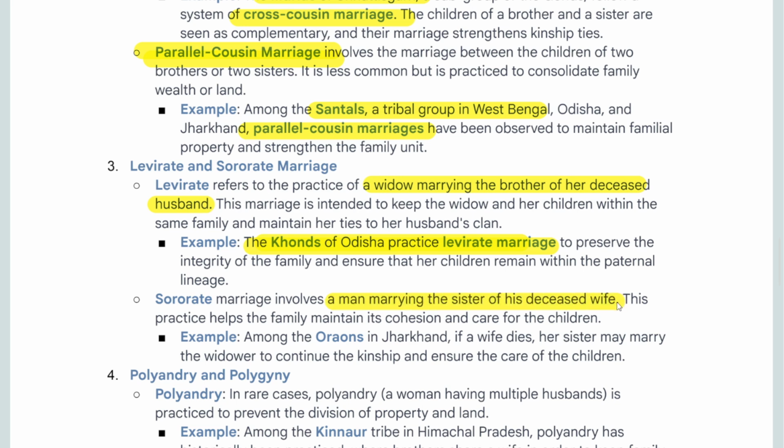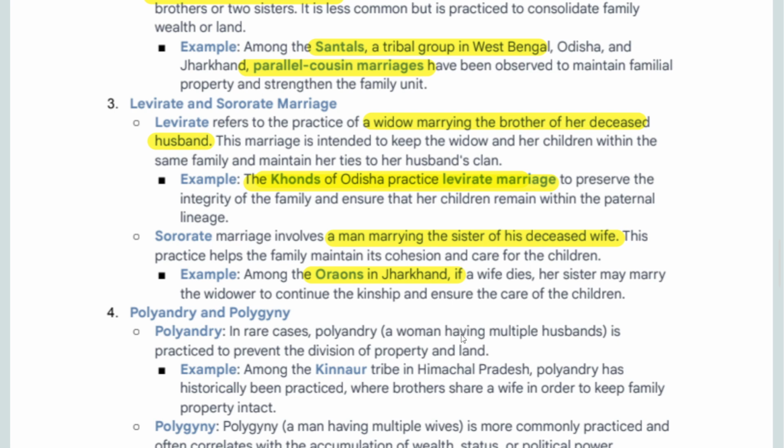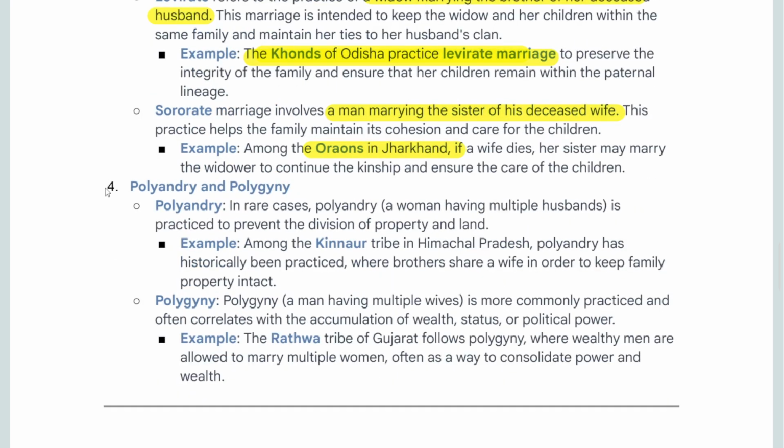Okay. Sororate. A widower marries his dead wife's sister, which helps maintain family cohesion, keeps property linked, and ensures the kids are cared for by a close maternal relative. Seen among the Oraons in Jharkhand. Continuity, basically. Continuity and maintaining alliances. And finally, polyandry and polygyny again. Polyandry, rare, like the Kinnaura tribe in Himachal, historically practicing fraternal polyandry to keep land undivided. Polygyny, more common, often linked to wealth and status. The Rathwa tribe in Gujarat allows wealthier men multiple wives, consolidating power and resources.